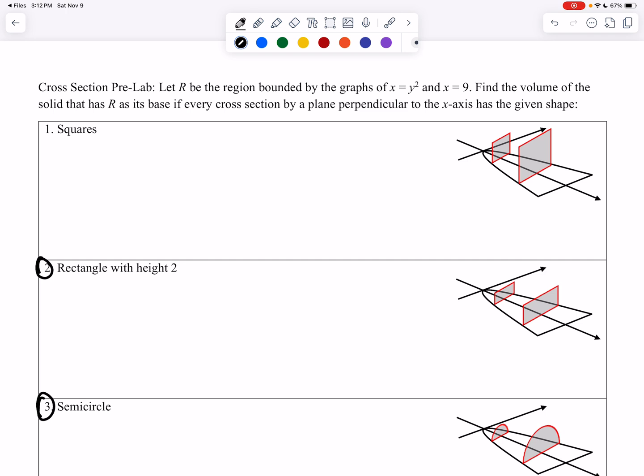each solid. We are given x is equal to y squared, and it is bounded with x is equal to 9 right here. And for number 2, we have a cross-section where we have a rectangle with height 2. So this is a height of 2. This is a height of 2.